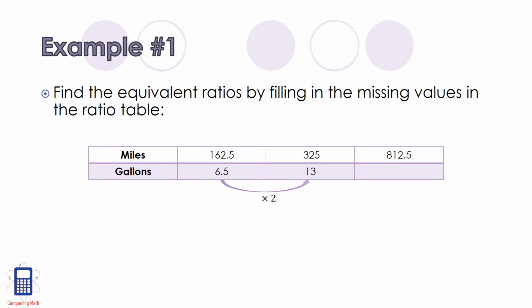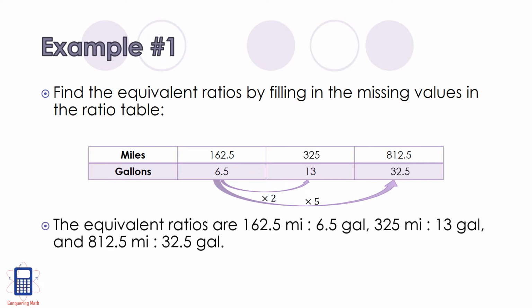Now, in the final column, we have 812.5 miles. If we go back to the first column, we see that we need to multiply by 5. And if we multiply 6.5 gallons by 5, we get 32.5 gallons. So the equivalent ratios are 162.5 miles to 6.5 gallons, 325 miles to 13 gallons, and 812.5 miles to 32.5 gallons.